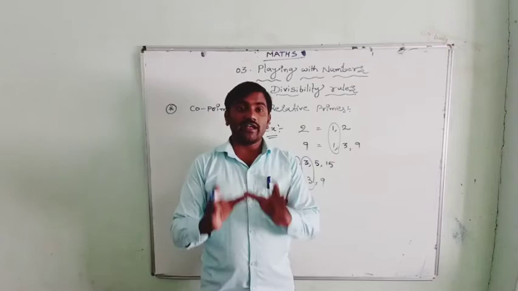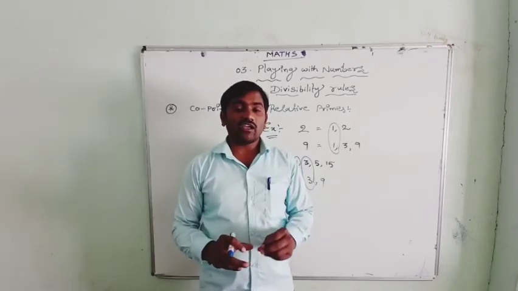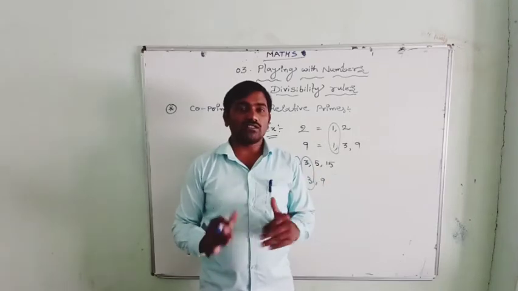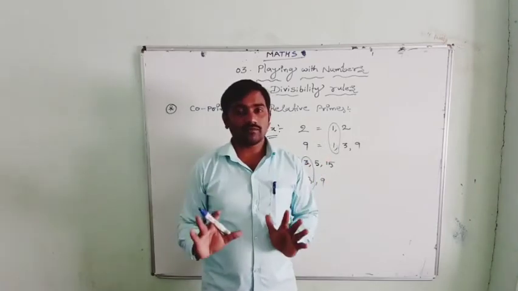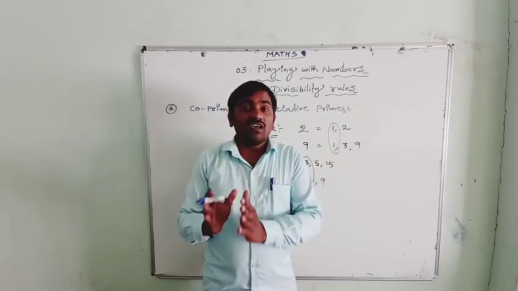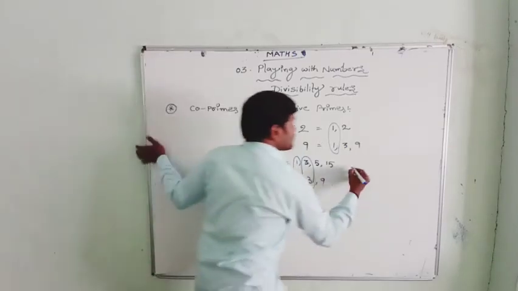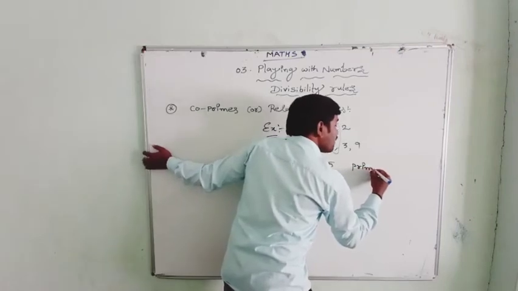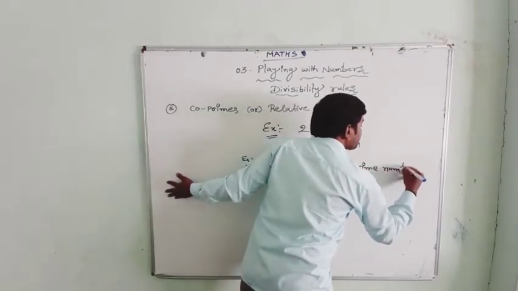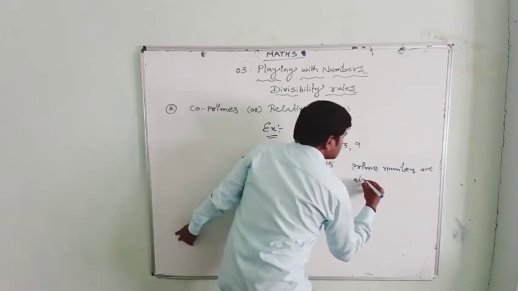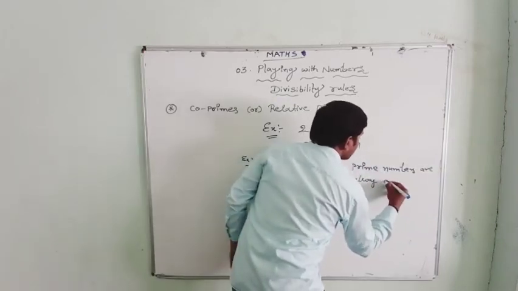And here I will tell you one hint that you have to remember. If two given numbers are prime numbers, they are always coprimes. Prime numbers are always coprimes. This you need to remember.